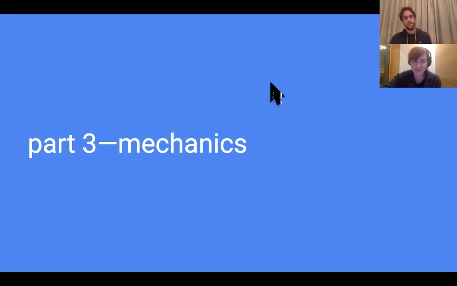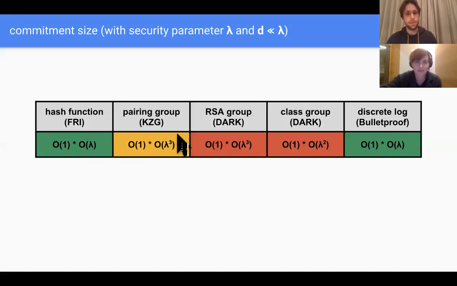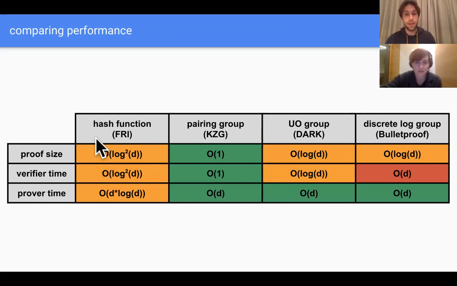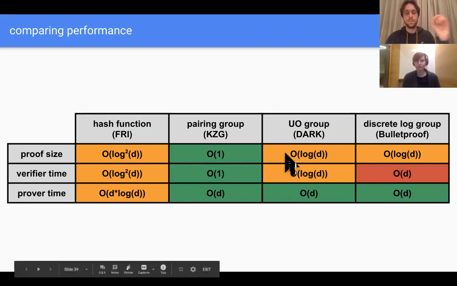Okay, great. So let's look into how these schemes actually work. You'll notice that three of these schemes, the FRI, DARK, and Bulletproof, have these log terms, and this is not a coincidence. The way they're built is you have a log number of rounds of interaction between the prover and the verifier, and every round of interaction will have at least a constant size overhead in the proof size.